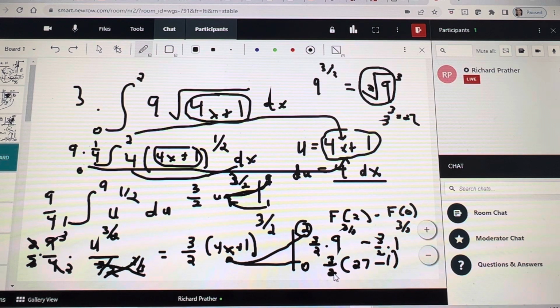So we're left with 3/2 times 27 minus 1. 27 minus 1 is 26. 2 can go into 26 13 times. 13 times 3 is 39.